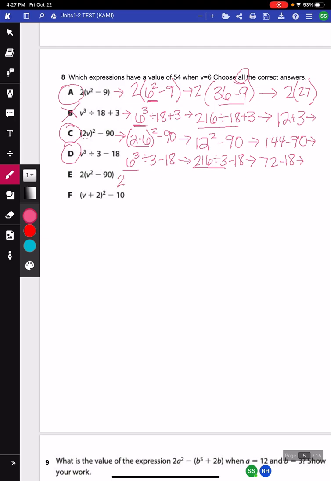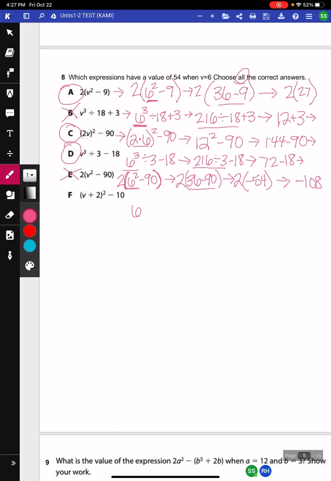For part E, 2 parentheses, 6 squared minus 90. I know I have to do what's inside of this group first, but within the group I have an exponent, so I'm going to do this one step first. So I'm going to write everything else like it is, 2 parentheses, 6 times 6 is 36 minus 90. Now I'm going to do what's in the grouping, so 36 minus 90 is negative 54. Keep the 2 on the outside. And if I multiply 2 times negative 54, it's negative 108. We know that is certainly not the right answer.